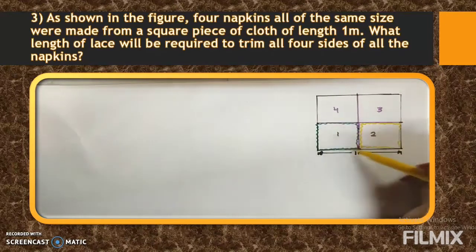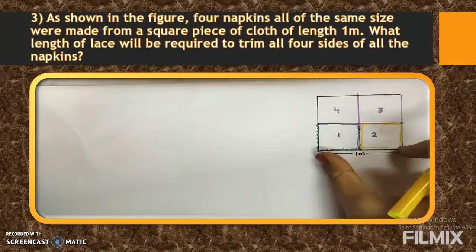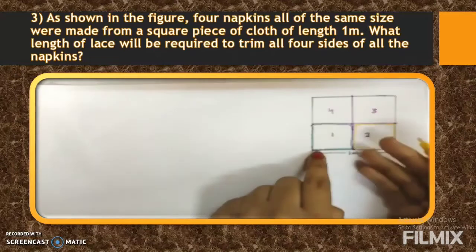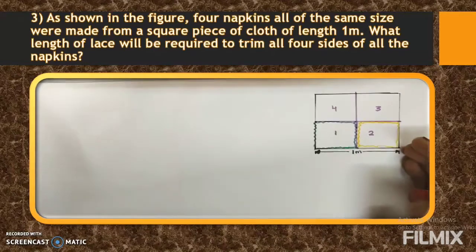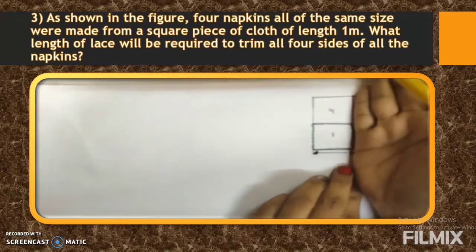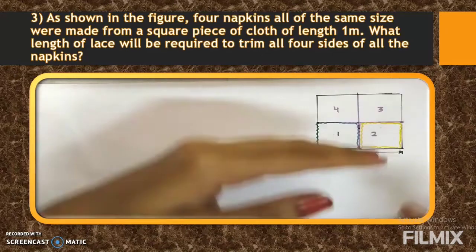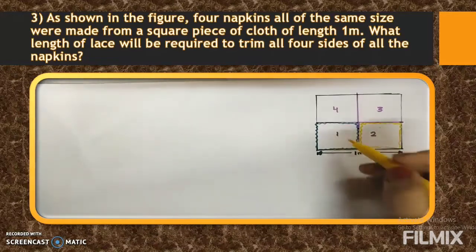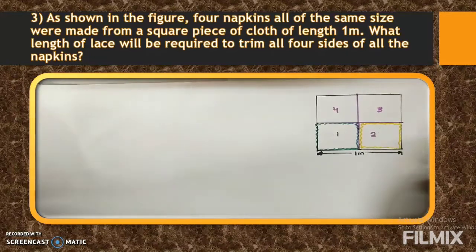As a square has all 4 sides the same, this is 1 meter, 1 meter, 1 meter, 1 meter. As I have to make all 4 napkins of the same size, from the middle I will cut this piece of cloth, and from here also from the middle I will cut it into 2 parts. In this way I will get 4 equal parts.